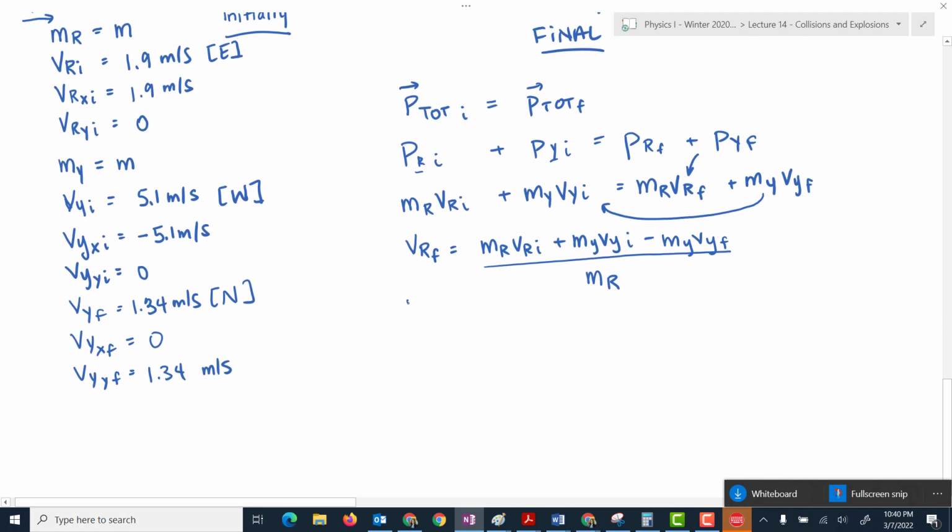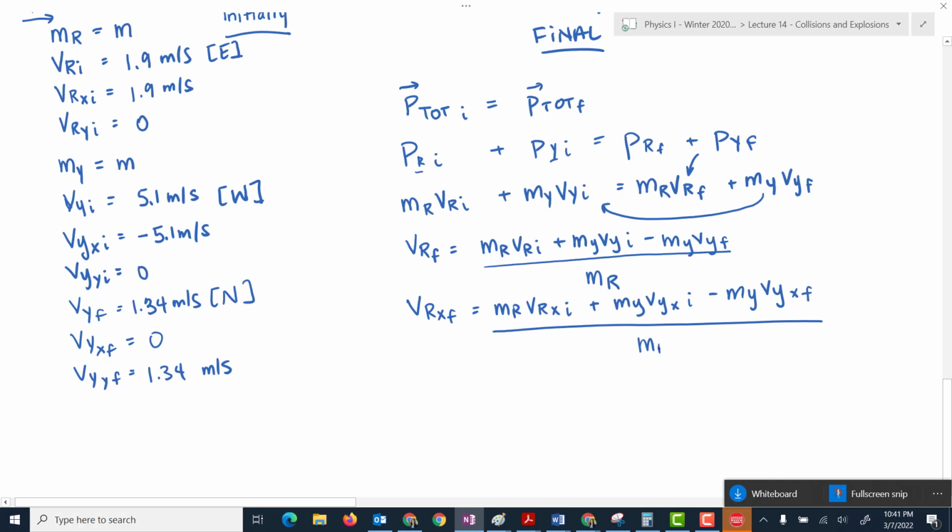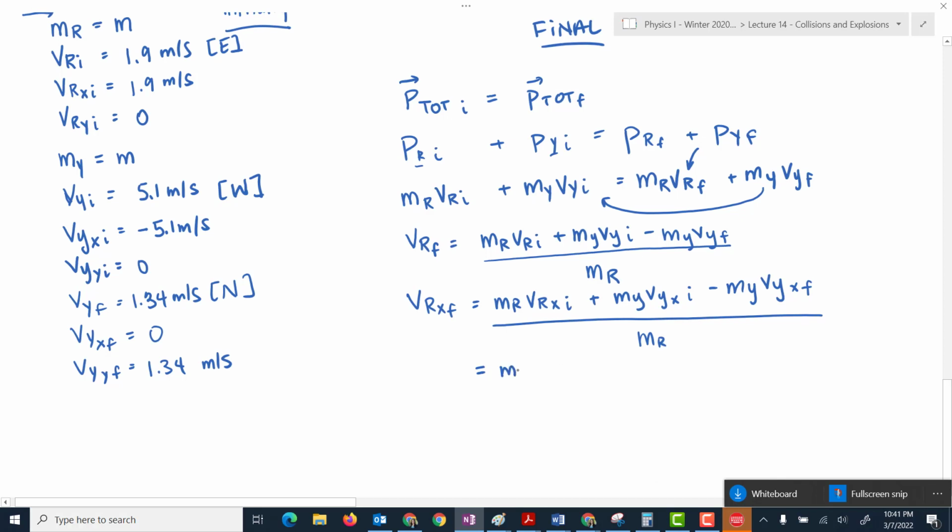Okay, so I'm going to do this in the x direction and then in the y direction. So I have V_Rx final equals mass of the red, V of the red x component initial plus mass of the yellow, V of the yellow x component initial minus mass of the yellow, V of the yellow in the x component final, over the mass of the red ball. Okay, so mass of the red ball we said is just m. Velocity of the red ball initial in the x direction is this value here, 1.9.